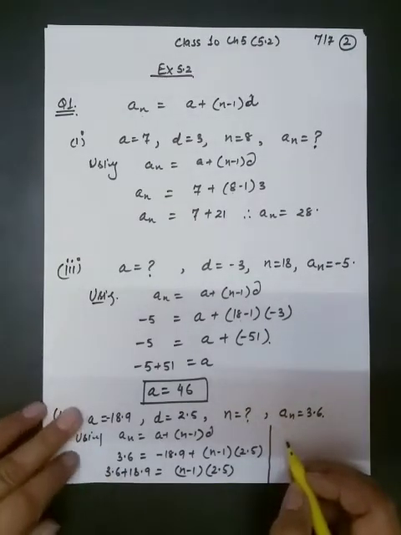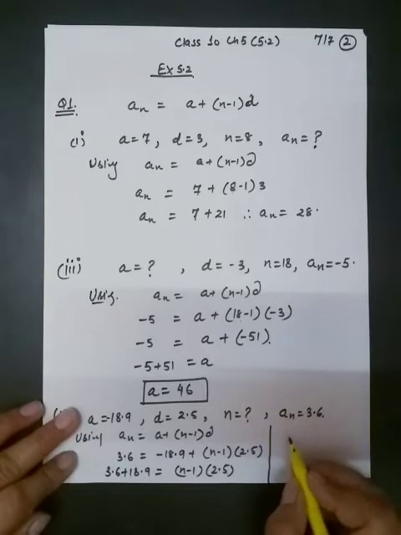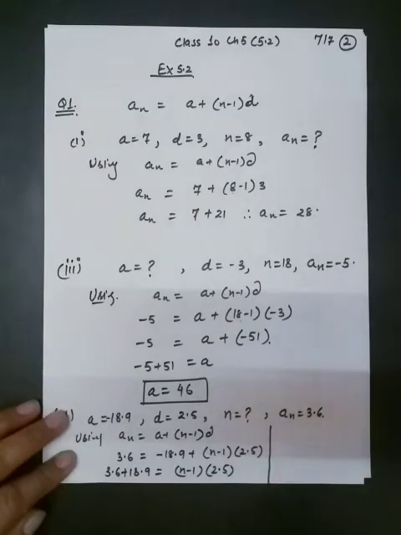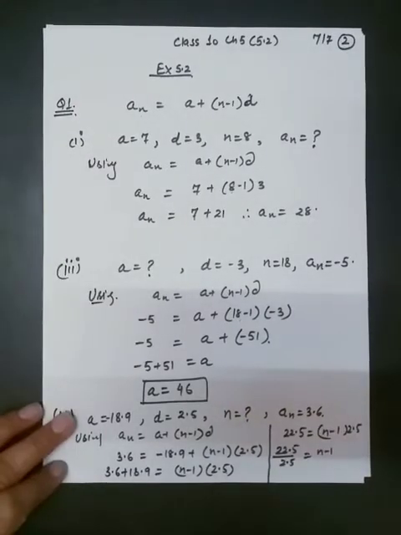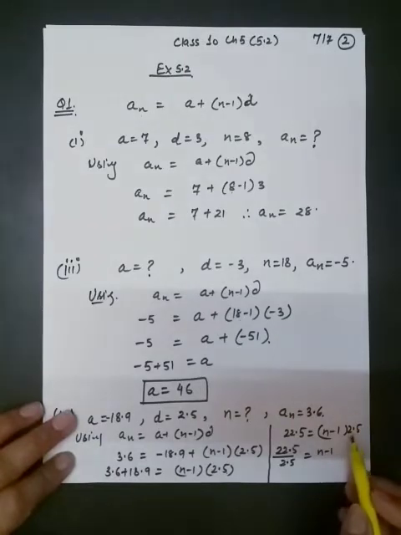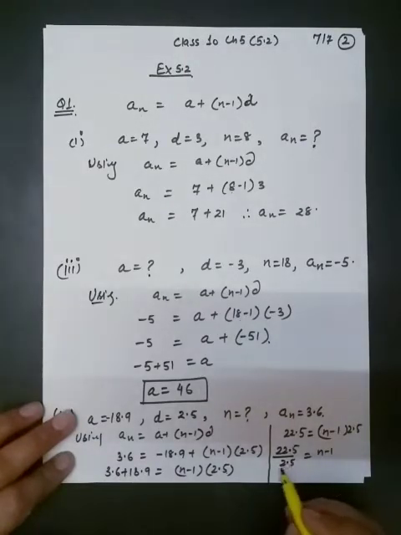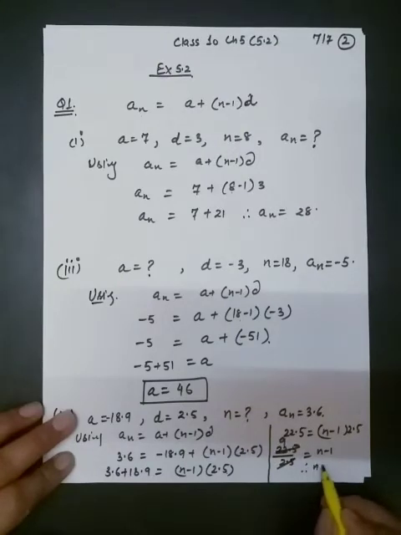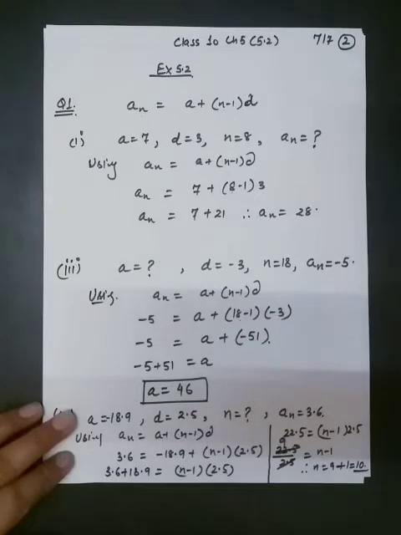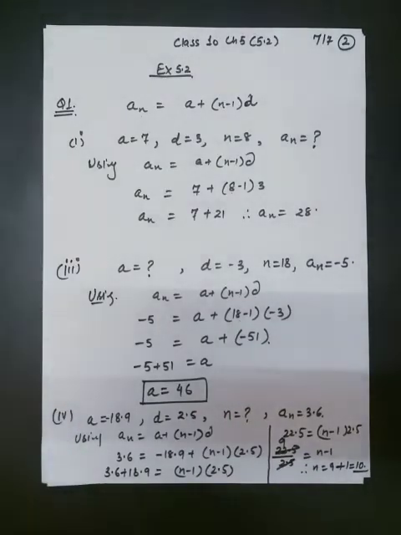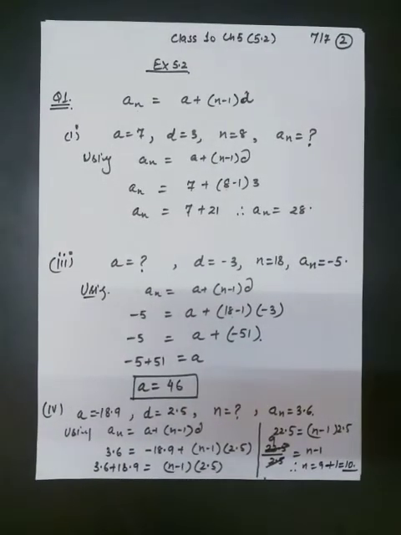Now add these two numbers and you will get 22.5. Now shifting 2.5 to our left hand side and we can cancel it, it will be 9. So therefore n is equal to 9 plus 1, that will be equal to 10. Hence value of n is 10. You have to try part number 5 yourself.